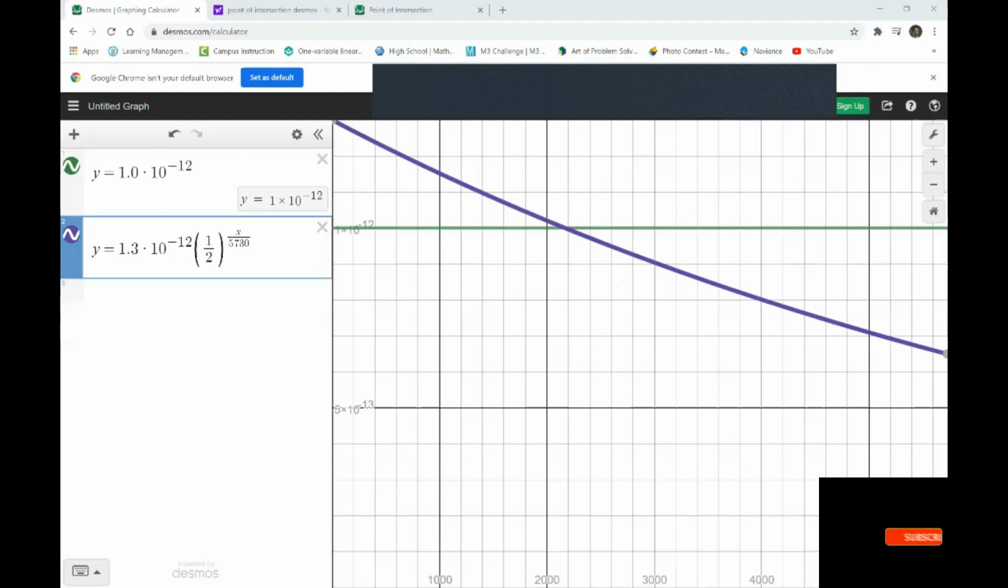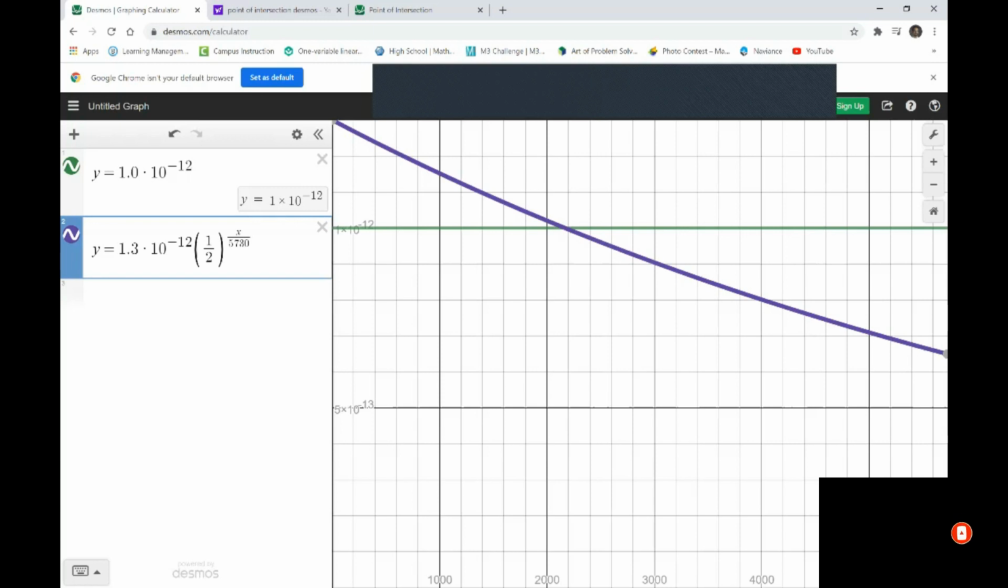So to find our point of intersection, we'll click on the graph and approximate where it is. If I click on the purple line, which is the 1.3 times 10 to the negative 12, that is the decay equation. We just drag it until we get close to that green line, and get a little bit closer. It looks like it's about 2,170 years old. Somewhere between 2,166 and 2,170 years old.